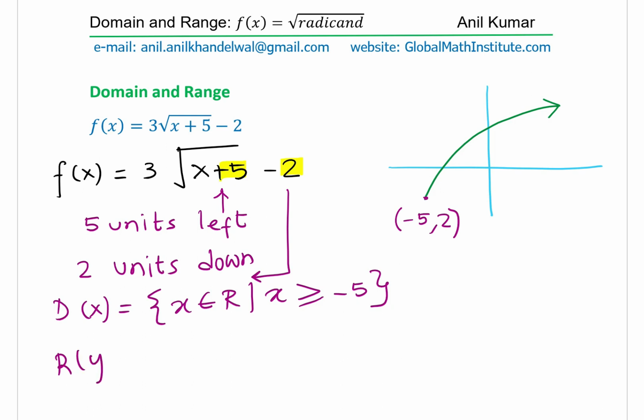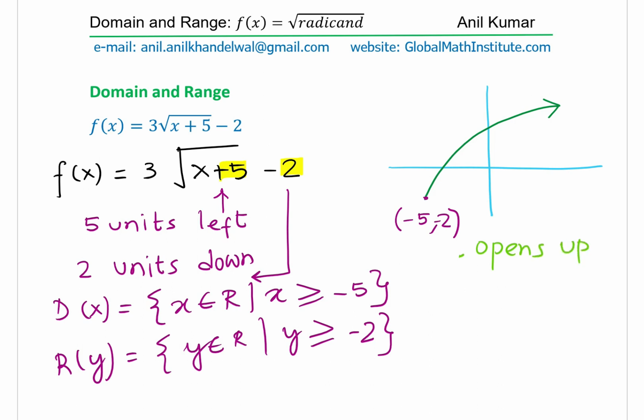As far as the range is concerned, we can write range is y belongs to real numbers where y is greater than or equal to minus 2. Correct? So from the transformed function, we can easily write domain and range. Another thing which helps you to find the domain and range is the nature of the graph. It opens up, right? And so it goes towards positive infinity, and it has been translated 2 units down. So that becomes the lower limit of minus 2. And then the translation 5 units left gives you the left limit.